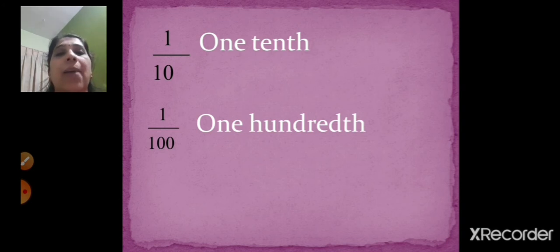Now here 1 upon 10 means it is 1 tenth. 1 upon 100 means it is 1 hundredth. 1 upon 1000 means 1 thousandth. So like this it will go on. So remember, children, in the decimal form, there will be no units place. It will start from tenths, hundredths, thousandths and so on. So the letters TH are added to the decimal forms, right?